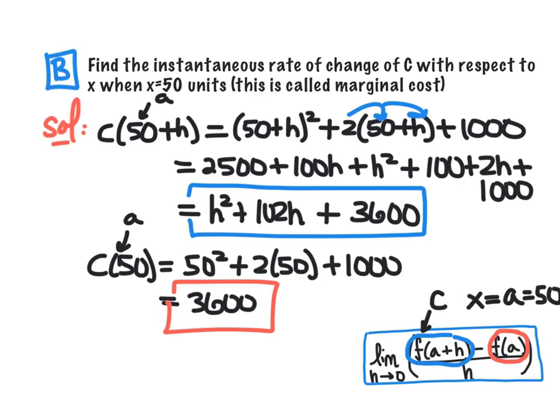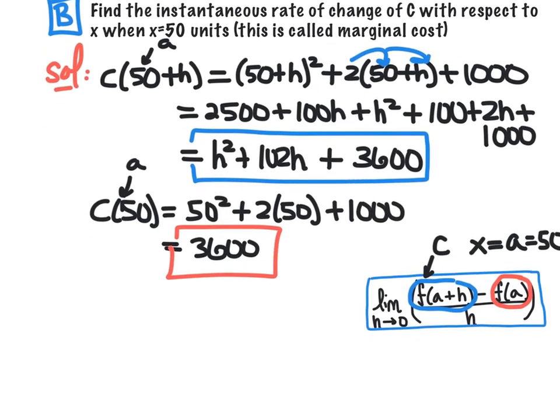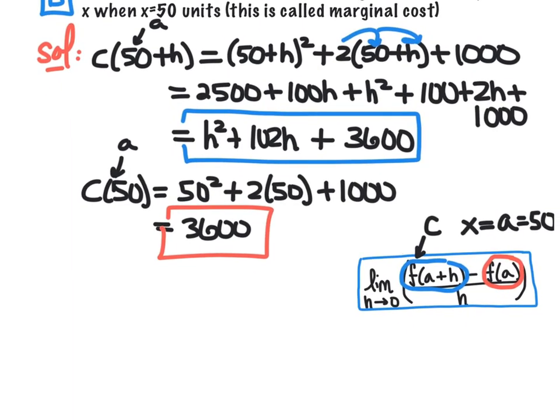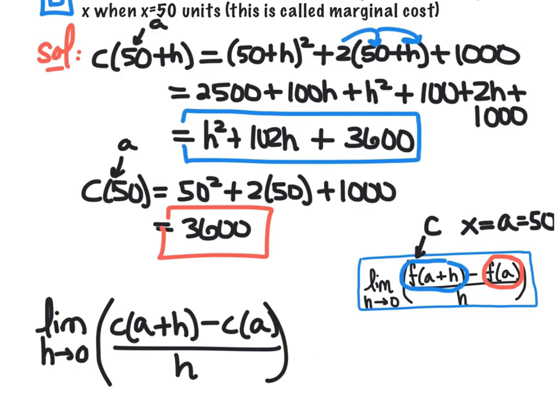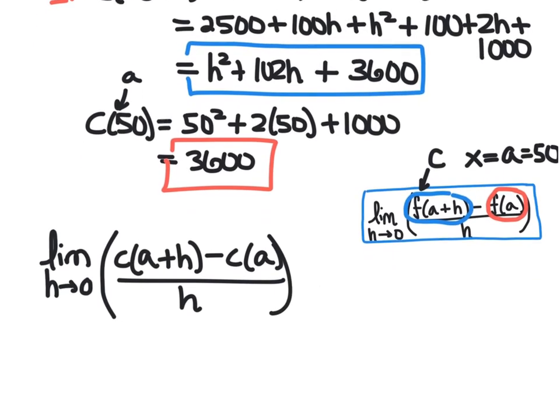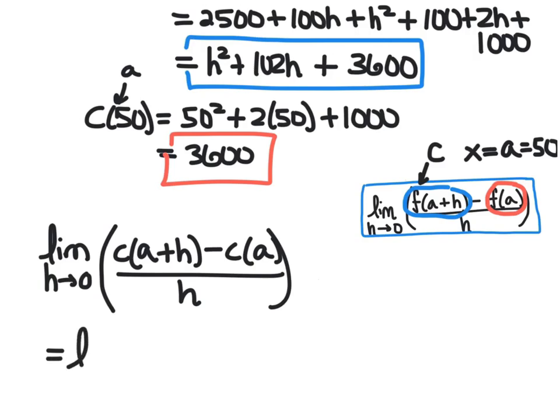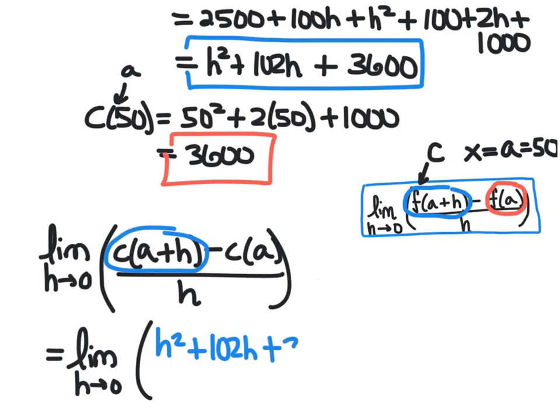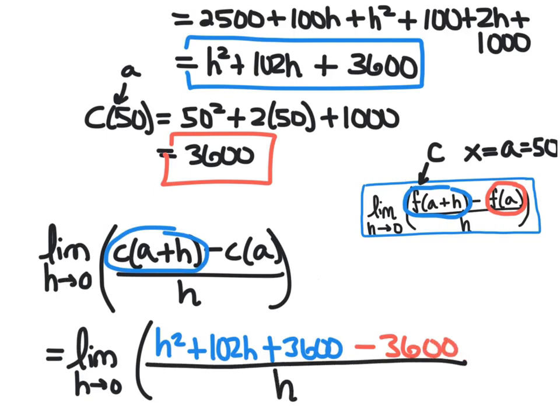So the blue piece and the red piece are going to come into the formula for instantaneous rate of change, and then we're going to see how we can simplify this. So I need some more room here. Here's the formula where I've written with C's instead of F's. Let me move up, and we're going to take each piece from above. So for the blue piece, c of a plus h, that's what's blue above. That's h squared plus 102h plus 3,600. Let's subtract the red piece, which is 3,600. That works really nicely. And we're going to divide this all by h.